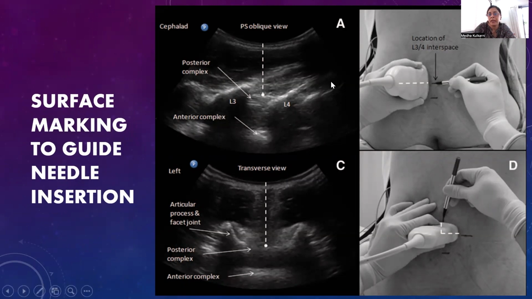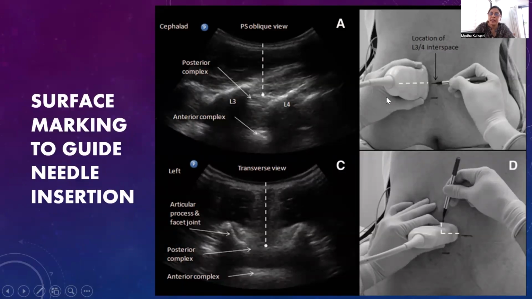Within the lumbar region, particularly, we use a curvilinear probe, and we try to place the probe in a parasagittal oblique orientation so as to get this view of the laminae and the interlaminar space. Then identify the posterior and the anterior complexes, and this could be your point of needle insertion. We mark the point of needle insertion at the midpoint of the long edge of the probe.